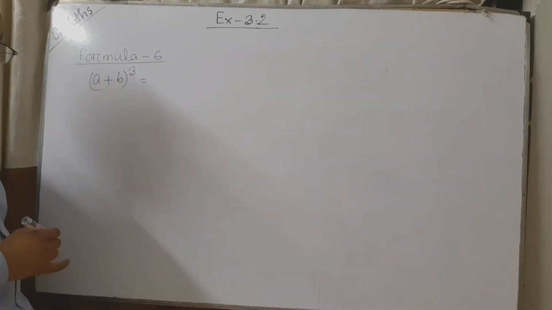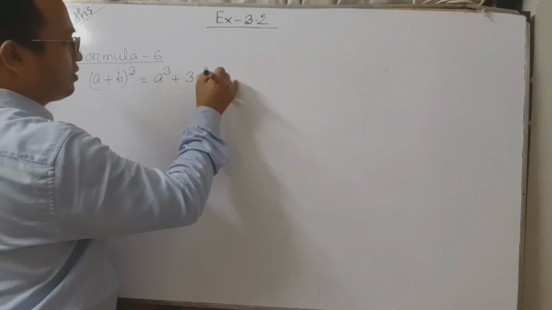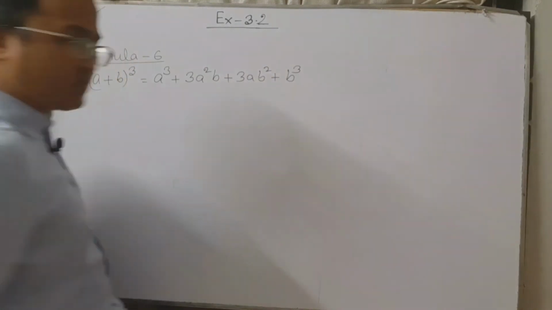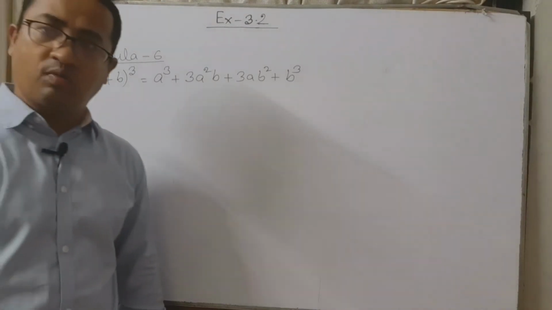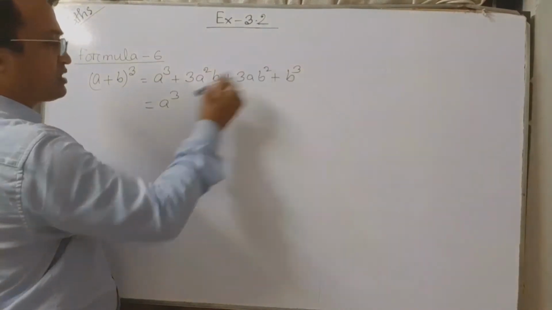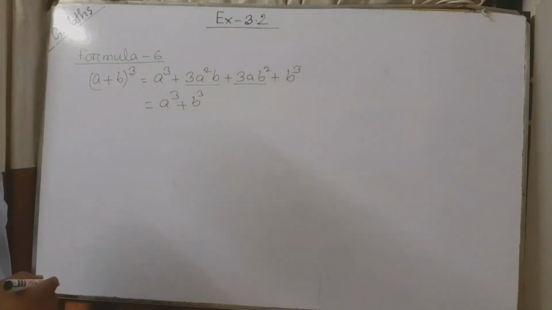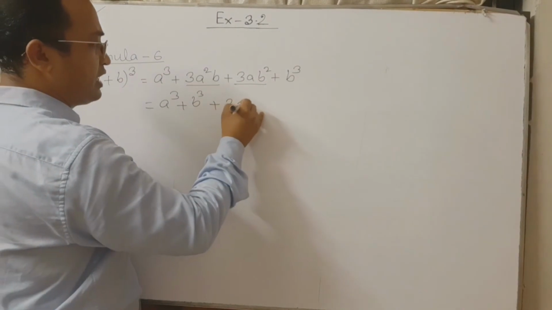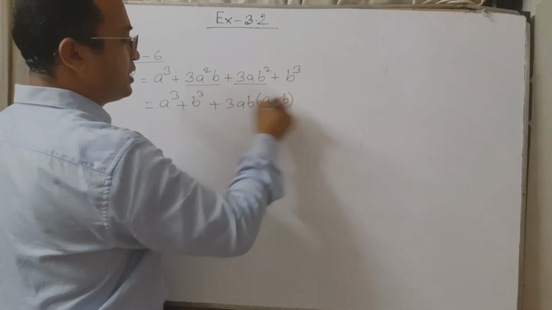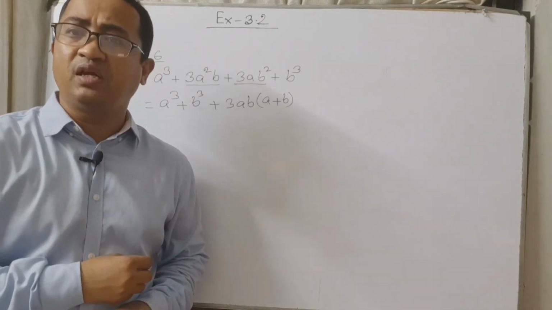And what is the formula of a plus b whole cube? That is a cube plus 3a square b plus 3ab square plus b cube. This is the basic formula of a plus b whole cube. We can also write it like this: a cube plus b cube, and we can take 3ab common from these two terms, that is plus 3ab, and it remains a plus b. So this is another formula of a plus b whole cube.